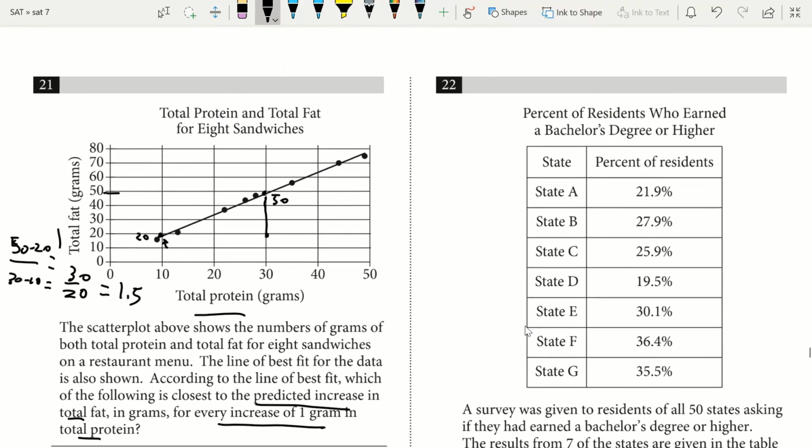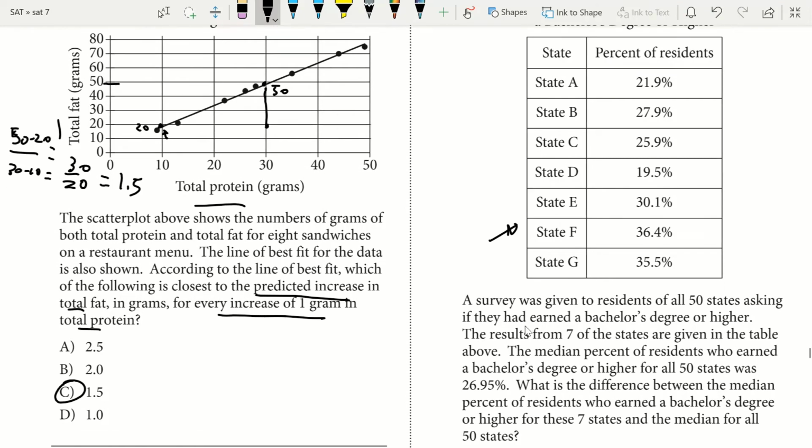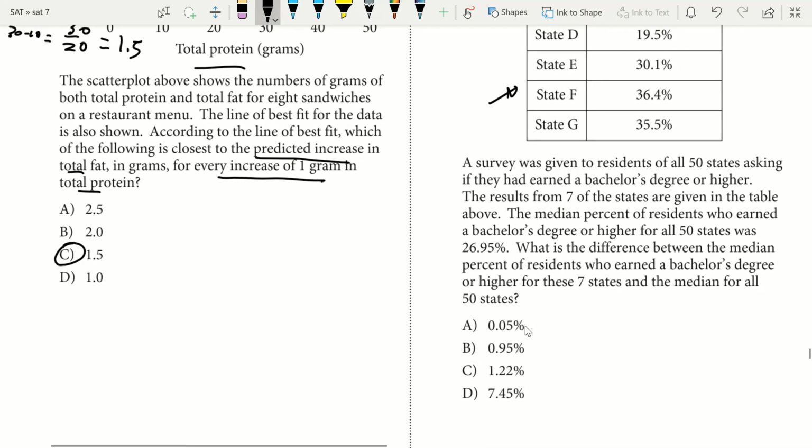All right, question 22, I'm given data up here. I'm going to read what it says. A survey was given to residents of all 50 states asking if they earned a bachelor's degree or higher. The results from 7 of the states are given in the table above. The median percent of residents who earned a bachelor's degree or higher for all 50 states was about 27%. What is the difference between the median percent of residents who earned a bachelor's degree or higher for these 7 states and the median for all 50 states?